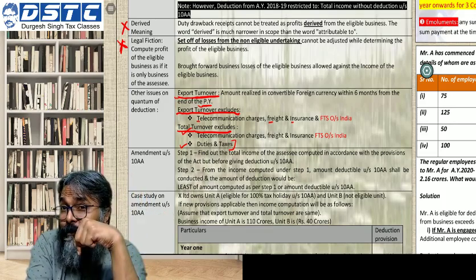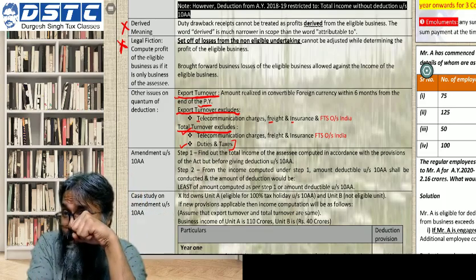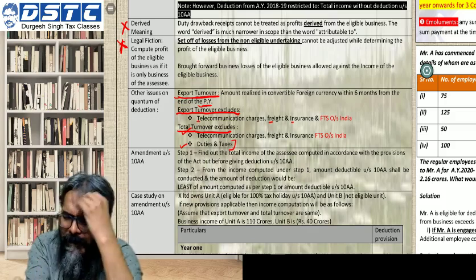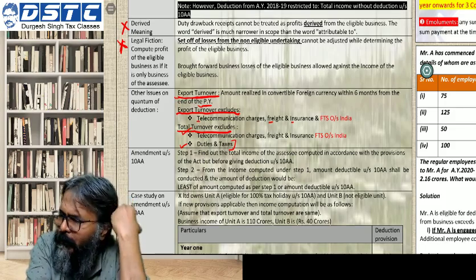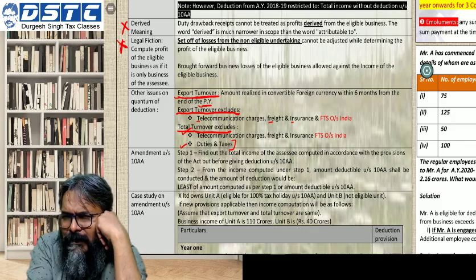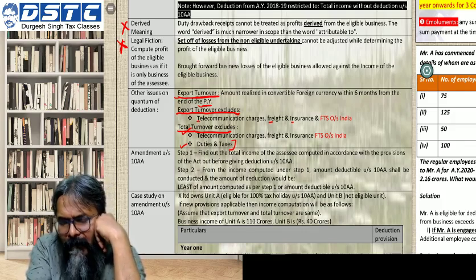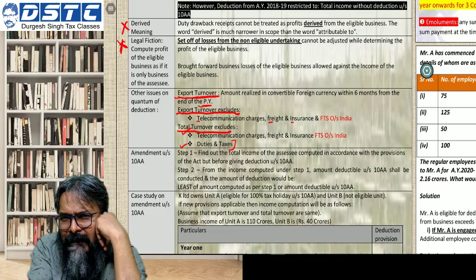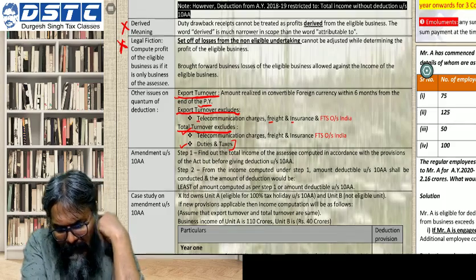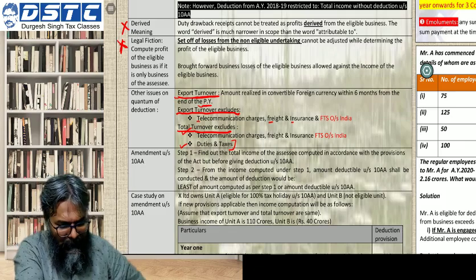So your denominator, students, may have duties and taxes included in the domestic turnover, and that is the reason why these duties and taxes have to be excluded while determining the total turnover. Why may the denominator have duties and taxes? Because it also consists of domestic turnover, and since it does, the duties and taxes have to be excluded, and that is exactly how it has to be considered in this regard.